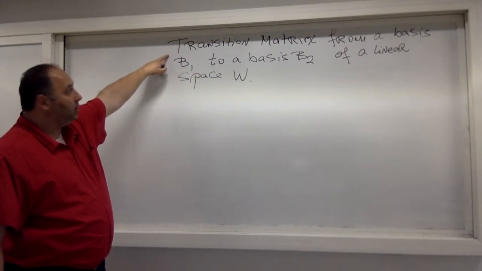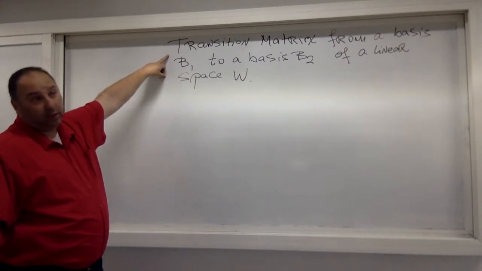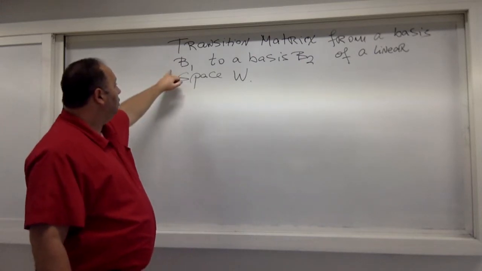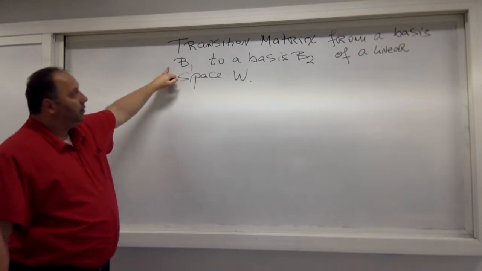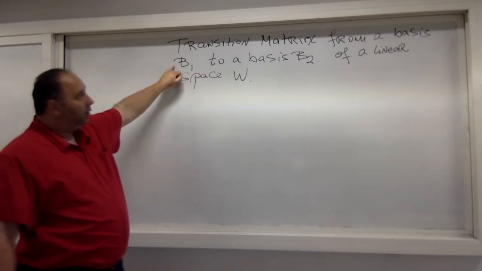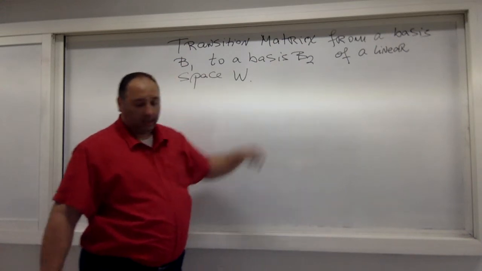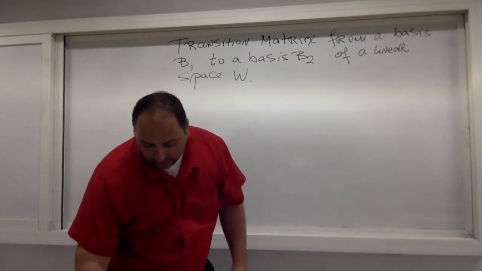So what is the transition matrix? It's a square matrix that is invertible on top of that. That's beautiful. And the idea is actually to express basis vectors of B1 in terms of basis vectors of B2, which means you find their coordinates. So how do we do this?